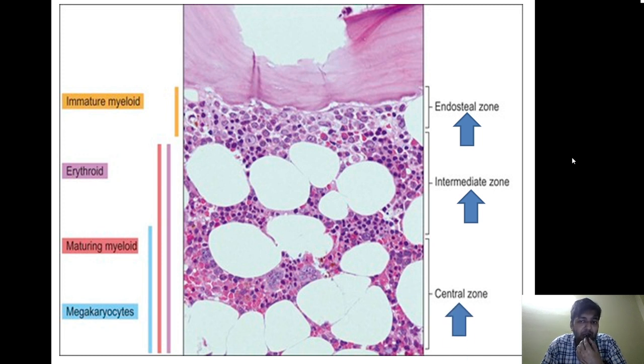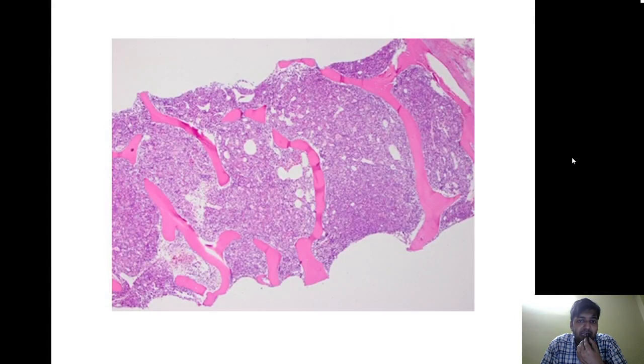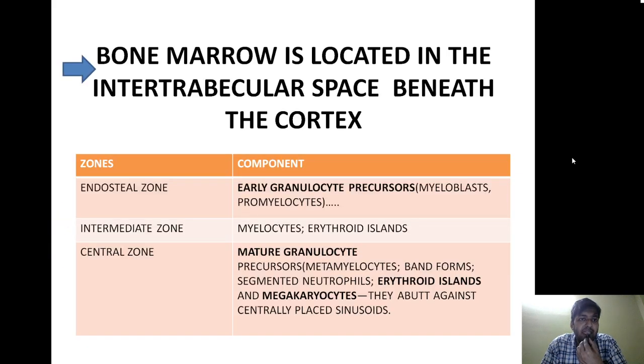So from the periphery towards the center, what are the components? Remember, bone marrow is located in the intertrabecular space. So what is the trabecula? Let me show you. These are the two trabeculae. In between the two, we have the bone marrow elements. The ones shown in pink are the bony trabeculae. So basically, the bone marrow is located in the intertrabecular space beneath the cortex, having three zones.